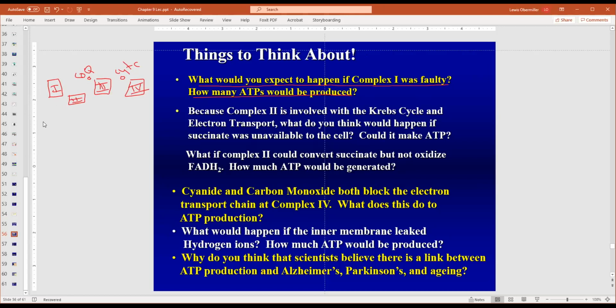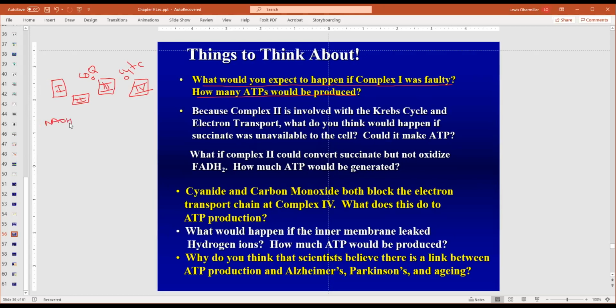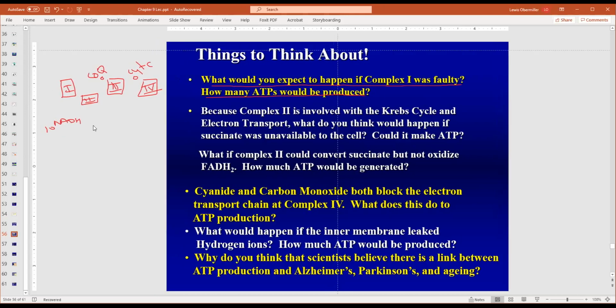Okay, so we know that we have 10 NADHs, right? And of those 10 NADHs, if complex 1 worked, it would pass all those NADHs across there. We would pump 2 protons for each one. Every 2 protons equals 1 ATP. So we would expect to get 30 ATP out of the electron transport chain from NADH, right? 2, 4, 6. So 6 divided by 2 is 3. 10 times 3 is 30. Everybody follow that?